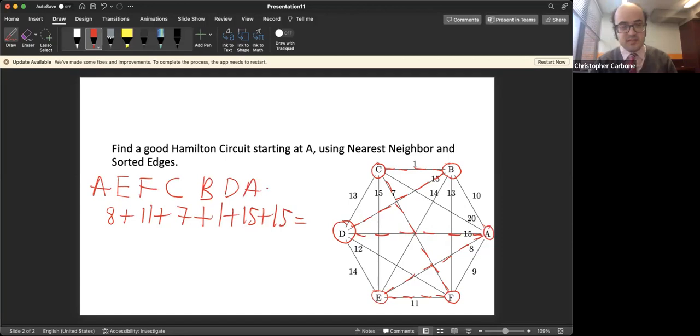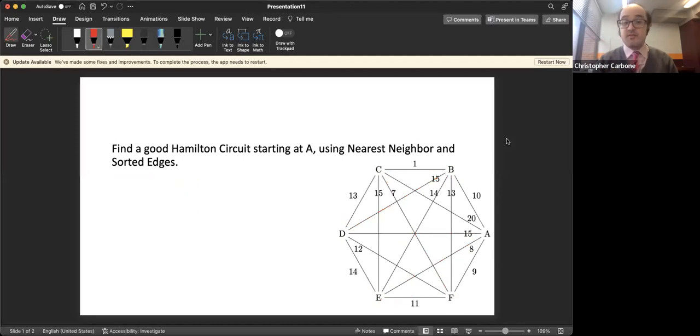So the sum of all those, the 8, 11, 7, 1, 15, and 15, should give us a value of 57. So the Hamilton circuit that this provides us is A, E, F, C, B, D, A for this nearest neighbor algorithm. Now, by contrast, we could go and do the sorted edges algorithm.